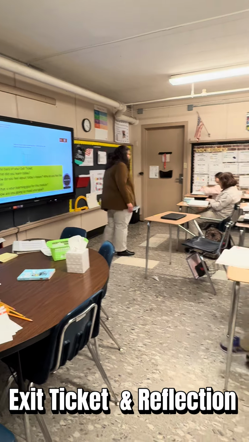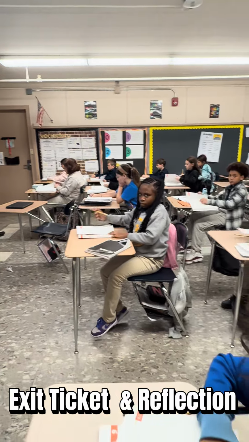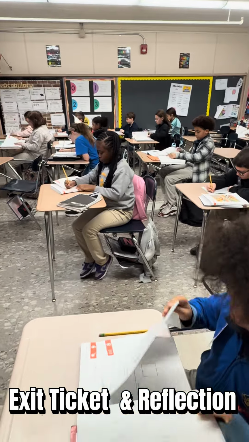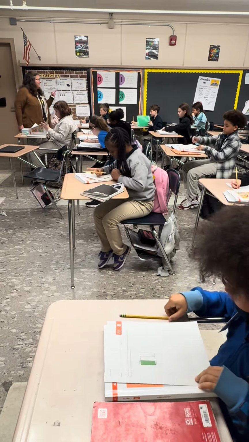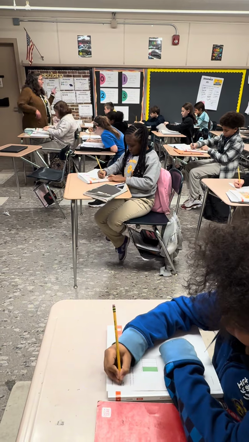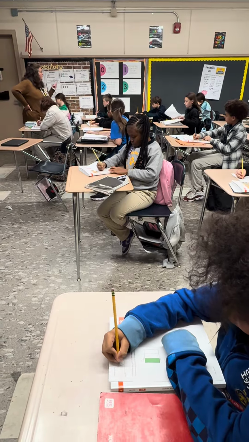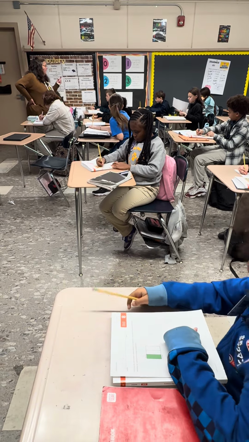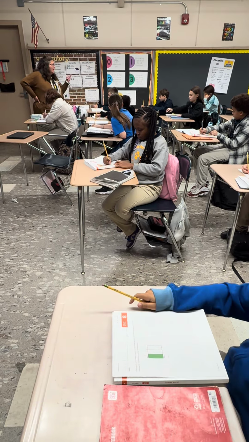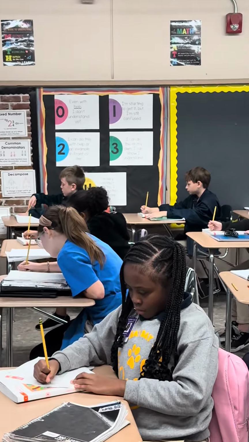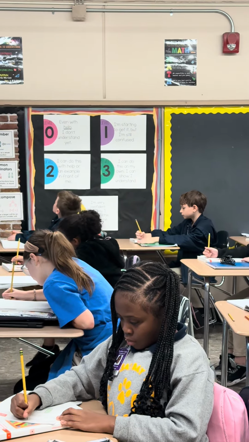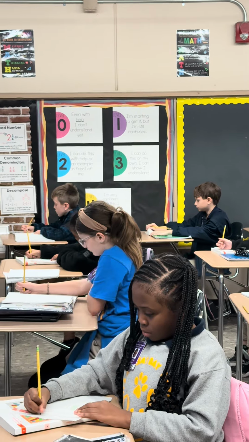Before you do your exit ticket, rate how you feel about today's lesson. 0, even with help, I don't understand yet. 1, I'm starting to get it, but I'm still confused. 2, I can do this with help or an example in front of me. 3, I can do this on my own. I can show I understand. And 4, I am very confident with this. I can teach it to someone else.